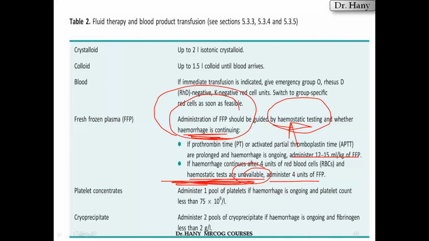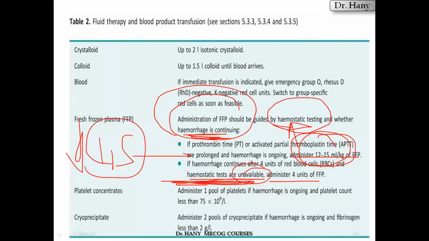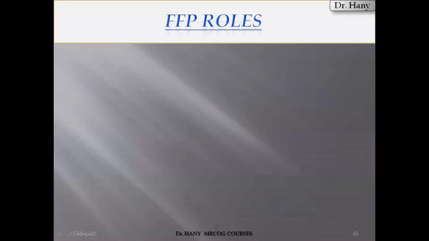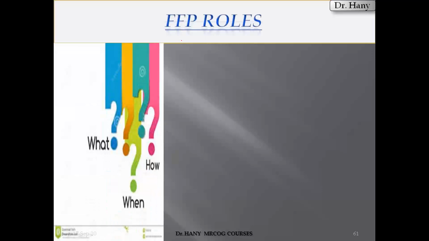If the bleeding is going and you have the lab, and the result is prolonged but less than 1.5 times the mean of normal, give the specific dose. If it is more than this, you will give the higher dose. Let's move a little bit. What are the fresh frozen plasma rules? When to give, what to give, and how to give.